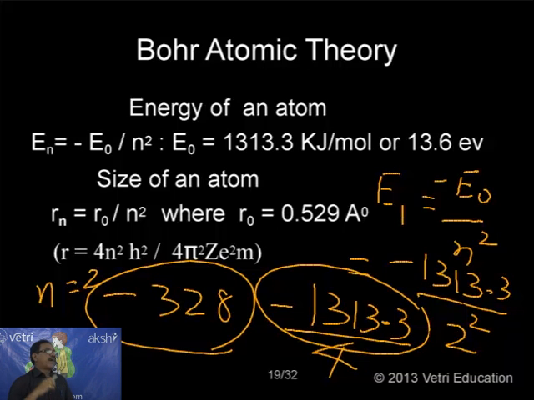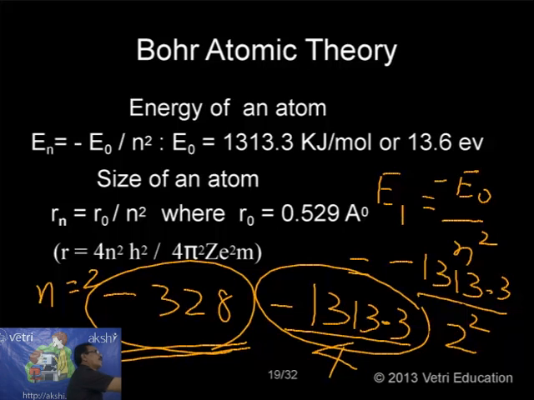When the electron is far away, the energy will be more. That is the postulate given by him. n equal to 1 is the nearest to the nucleus, more negative, less value. When n equal to 2, it is far away from the nucleus, less negative, more value, so the energy will be more. When the electron is present at the n equal to 2 level, E2 is greater than E1. In the same way, we can calculate.